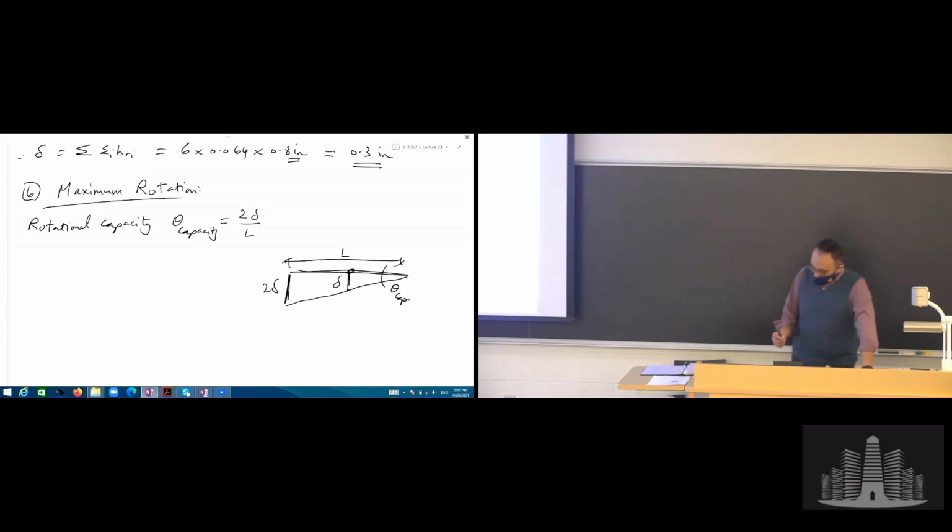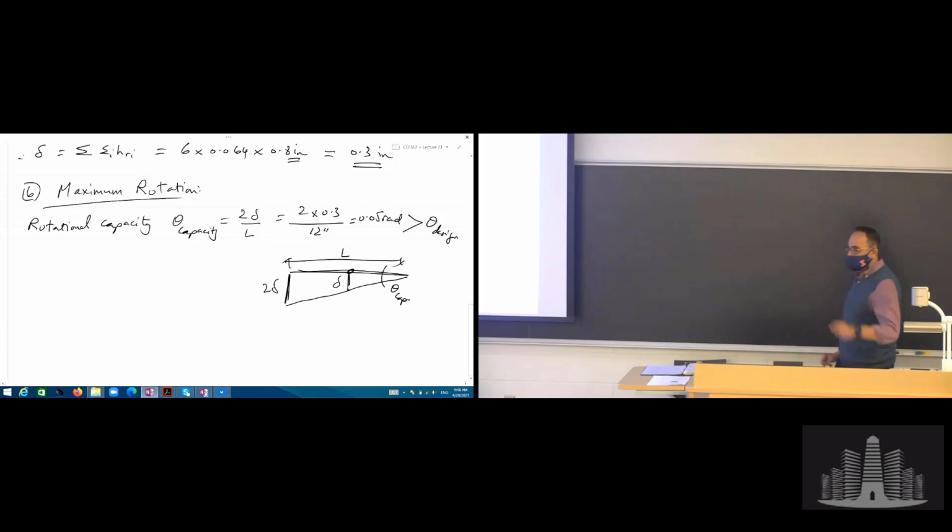Okay, so let's substitute here. That's 2 times 0.3 divided by L. We pick 12 inches. And the answer is 0.05 radian. Now, this capacity is greater than the theta design. Theta design, if you go back in your notes, was given to you, and it came from your regular analysis, based on the structural system.